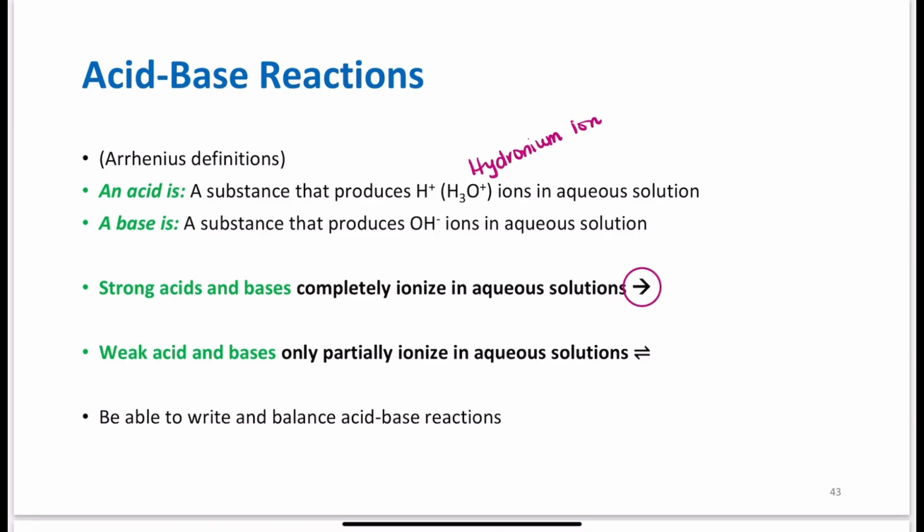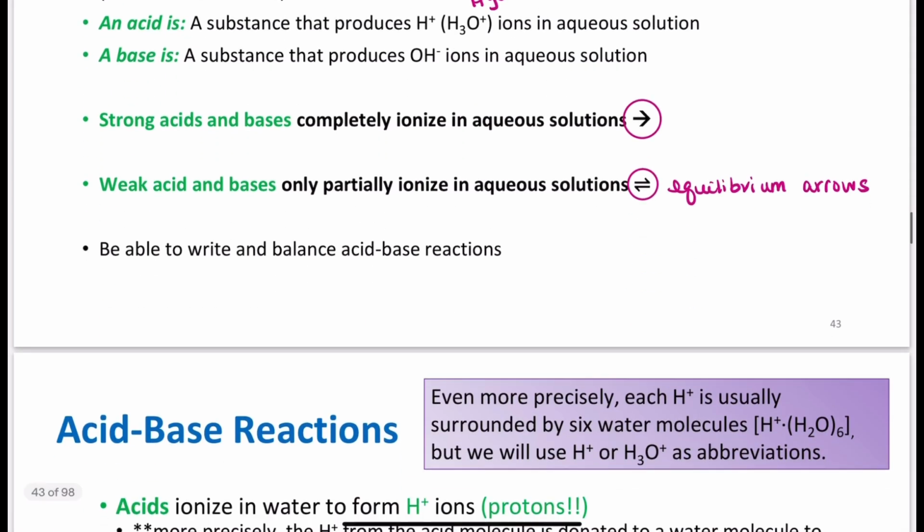Weak acids and bases only partially ionize in solution, so we use what we call equilibrium arrows, meaning the reaction can go forwards and backwards. And we spend a lot more time on this in Chem 2. You should be able to write and balance acid-base reactions.